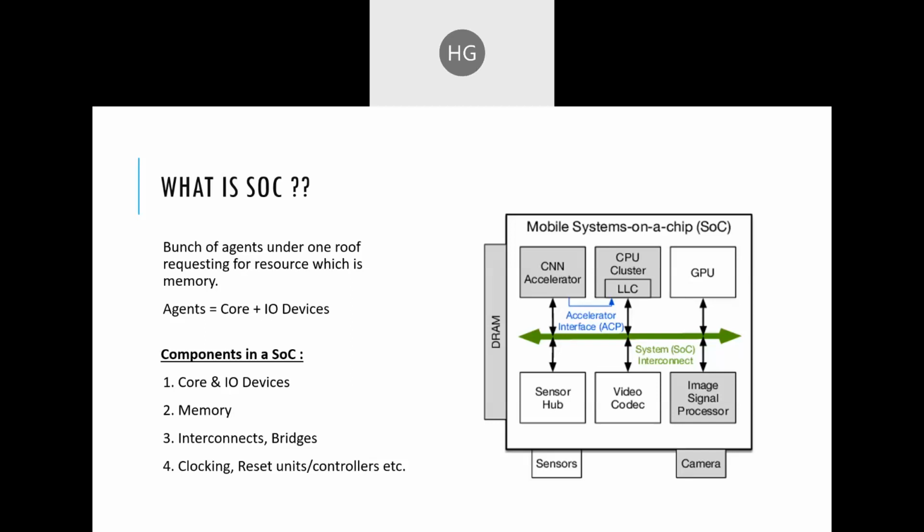So what are the components in SOC? It is cores, IO devices, and memory. We have the interconnects, the SOC interconnect. We have the bridges, which connect all these components on the SOC. Then we have the clocking units, reset units, and controllers. All these things come on a single chip, a single die. So we are taking different IPs onto a single die, and this is called an SOC.